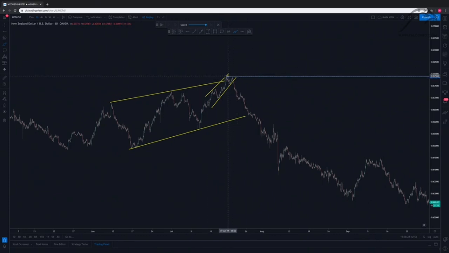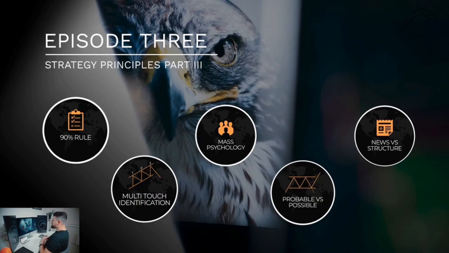Am I happy to put this position on when I'm trading larger capital? These are the questions that you want to backtest and ask yourself, so then you're more familiar with them and you can execute them flawlessly. So that is multi-touch identification. Let's move on to the next part. Now you can see the power of combining multi-touch identification with the 90% rule. It's very, very clear to see, and it really comes in that form of the probable and possible.